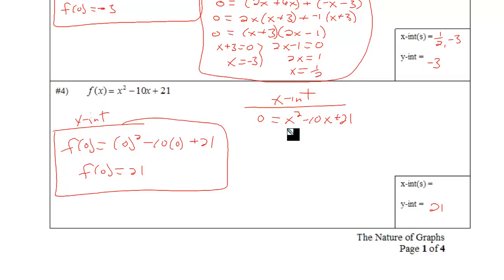It's not a perfect square trinomial. The first term is a perfect square, but the last one isn't. If the lead coefficient is a 1, which it is here, this is the easy type to factor. You just need two numbers that multiply to get 21 and add to get -10, such as -3 and -7. Set each factor equal to 0. Solve each of those little equations. And you get x is 3 and x is 7.